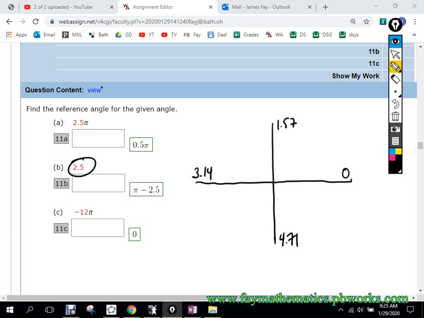Okay, now 2.5, where's 2.5 going to stop? What quadrant? Second quadrant, so 2.5 might be there. Okay, now here's where we get into trouble. If that theta right there is 2.5, and I ask how do I get to theta bar, a lot of people will go, well, theta bar is equal to, because it's in the second quadrant, 3.14 minus 2.5, right? And the answer is 0.64, right?